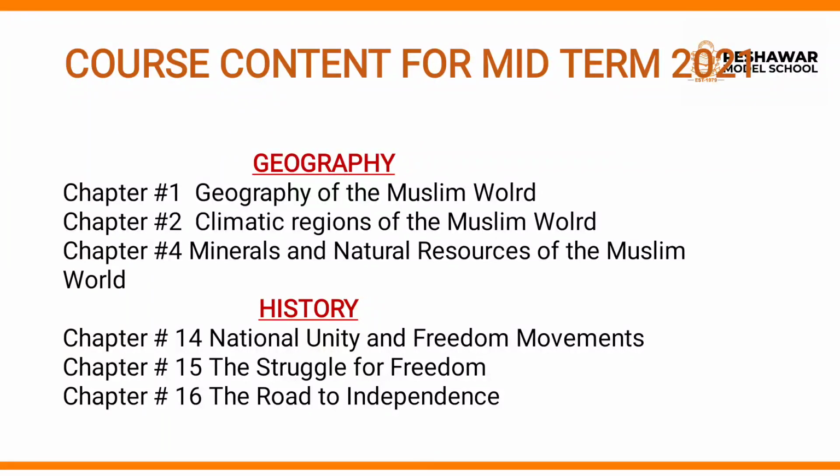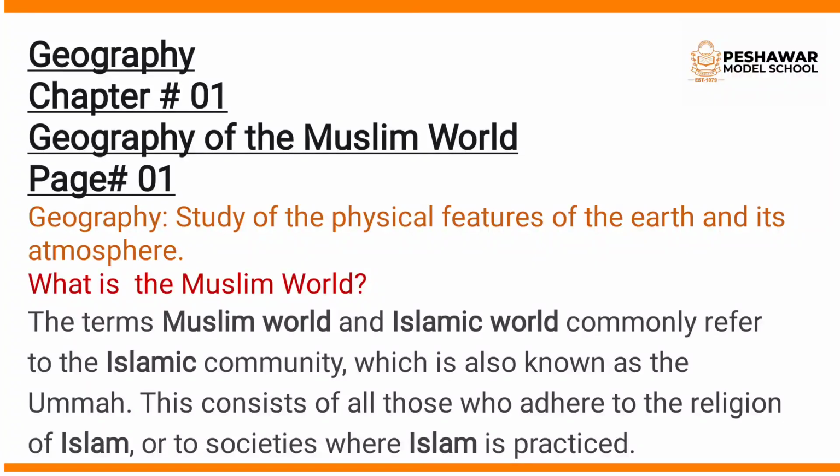Okay, so let's make a start on the chapter. Here we have geography. In the geography section we have chapter 1, Geography of the Muslim world, and that is on page 1 in your social studies book of class 7th. Now let's discuss geography. What is meant by geography? Geography is the study of the physical features of the earth and its atmosphere. The physical features, as I told you, are mountains, plateaus, rivers, deserts, and so on. All of these we can call physical features, right?